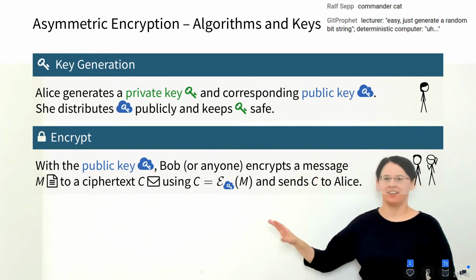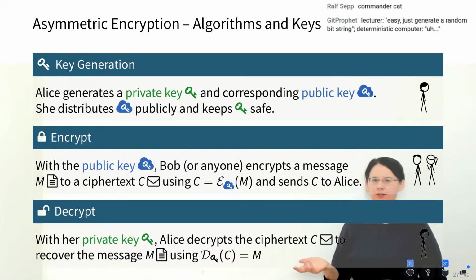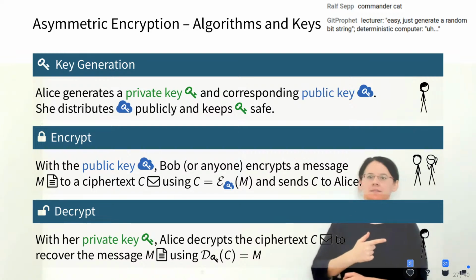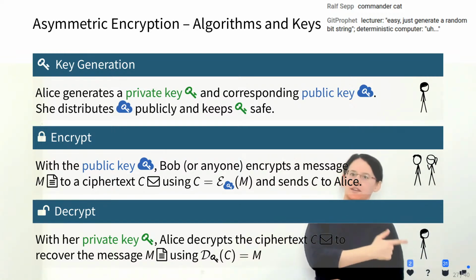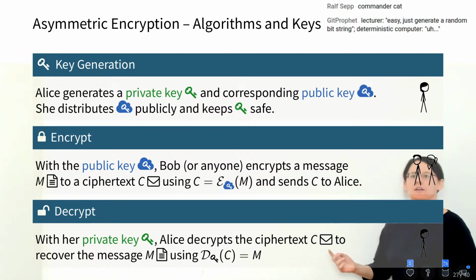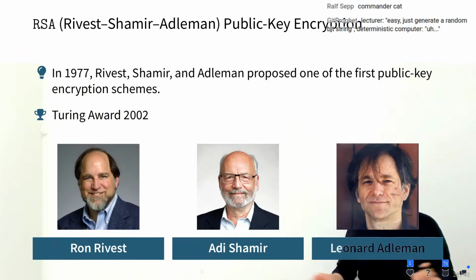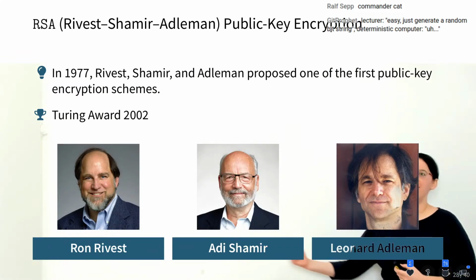Okay, so that's the encryption part, and of course if we can encrypt, we also need a decryption algorithm. And this is what Alice here executes. So when she receives the ciphertext, she plugs it into the decryption algorithm together with her private key and recovers back the message.